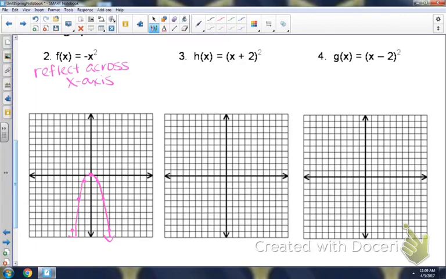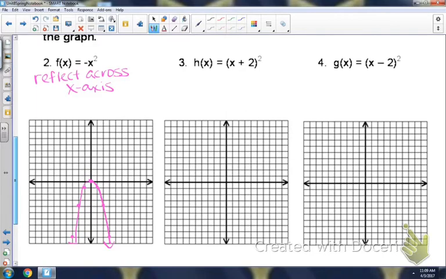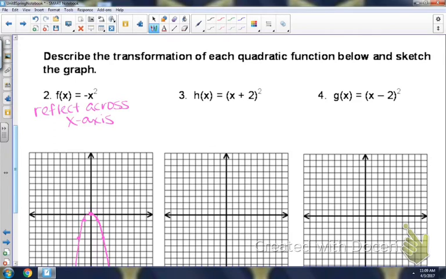Okay, so on 3, notice it says h of x, that's just another function notation, equals x plus 2 squared. If you remember back when we were looking at vertex form of a parabola, h was your x value of the vertex, k was your y value. So anytime it's inside parentheses, it's going to be shifting left or right. If it's plus, it's going to be shifting to the left. So this will shift to the left 2.